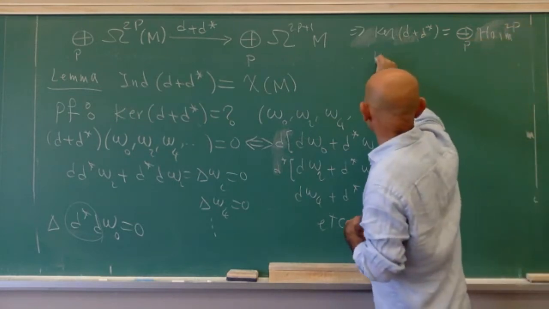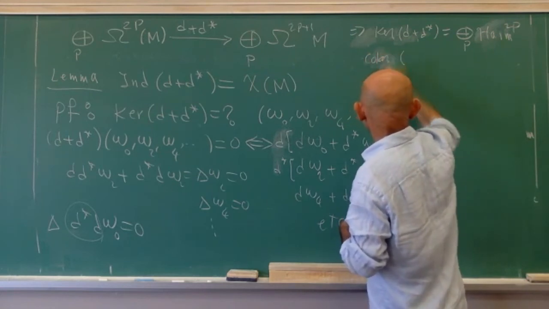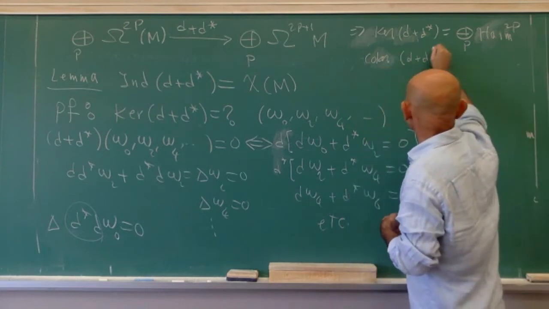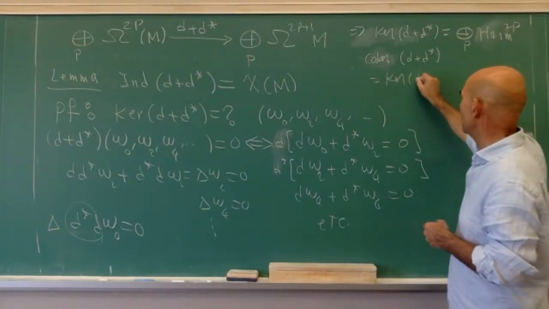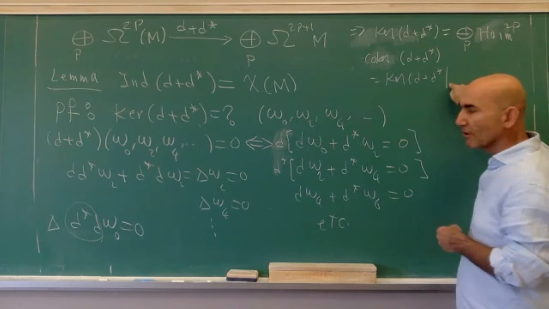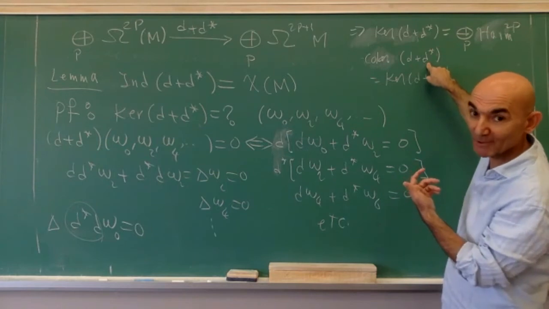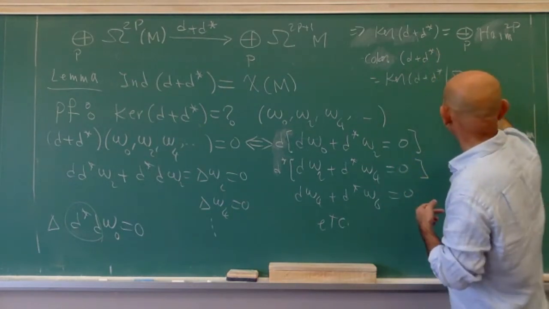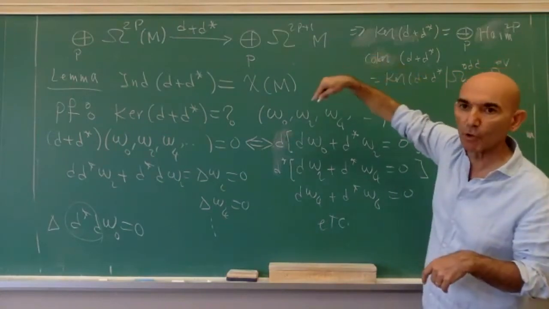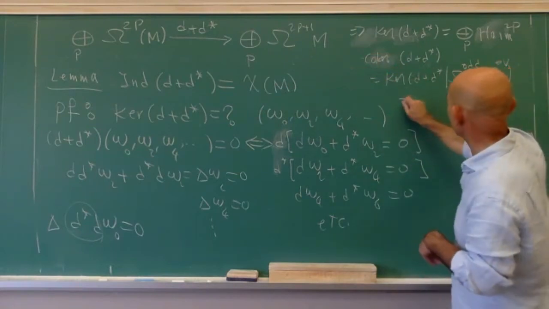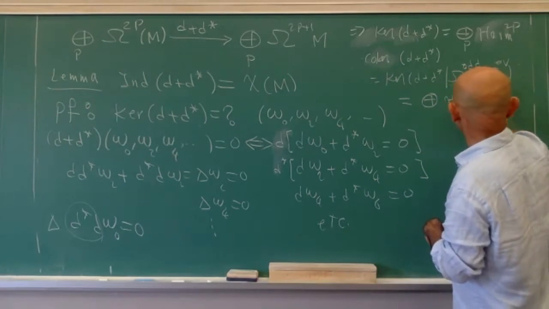And also, in a similar way, you can show that the co-kernel of D plus D star is equal to the kernel of D plus D star, but this time going from omega odd to omega even. But if you adjoint this, you get the same operator, but different spaces. So that's important. For me, omega odd is the direct sum of all the odd omegas, right? So that's also equal to the direct sum of harmonic 2p plus 1 forms. That's it.